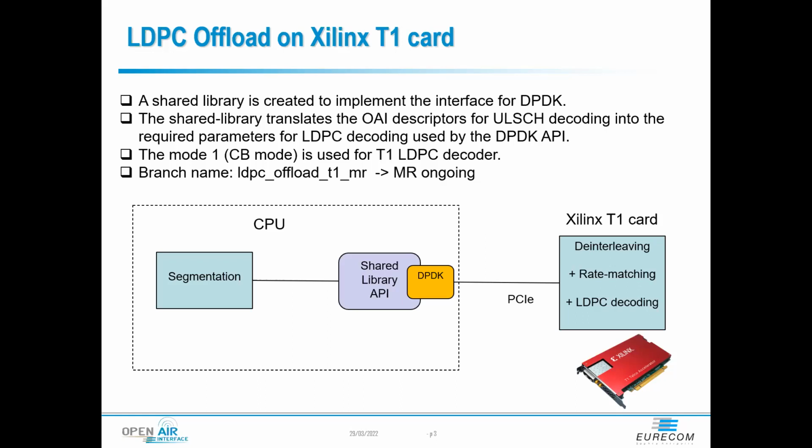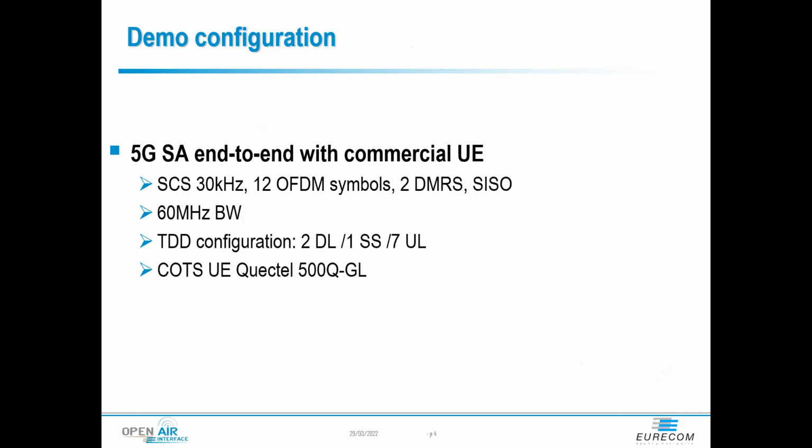In this demo, we are using subcarrier spacing 30 kilohertz, 12 OFDM symbols, and 2 DMRS in SISO mode. Bandwidth is 60 megahertz. For the TDD configuration, we are using 2 uplink slots and 7 downlink slots. We can also use 3 uplink slots and 6 downlink slots. The UE is a commercial UE, Quectel RM500Q-GL.